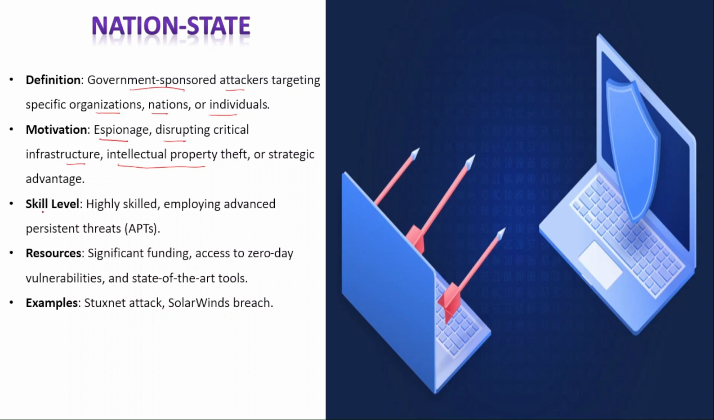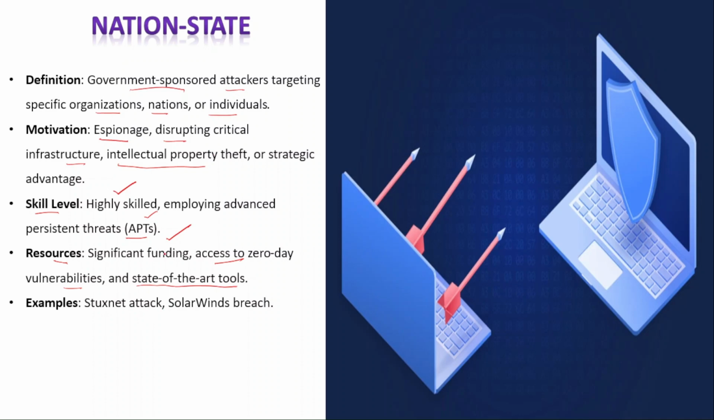adversary country. And the skill level, since these are nation state actors, is very high. They are highly skilled and they employ advanced persistent threats, that is APTs. And since they are nation states, they have an abundance of resources, they have significant funding, and they have access to zero-day vulnerabilities and state-of-the-art tools.